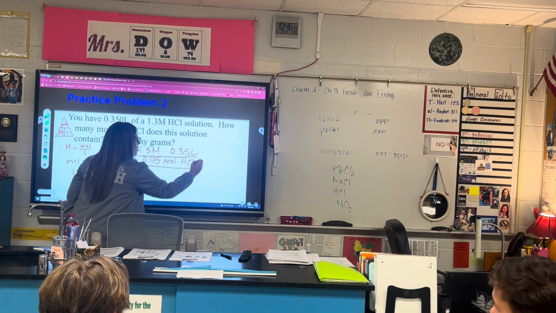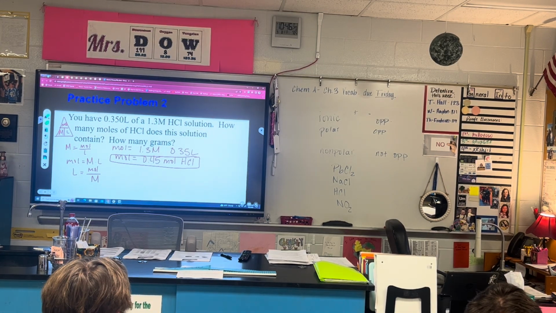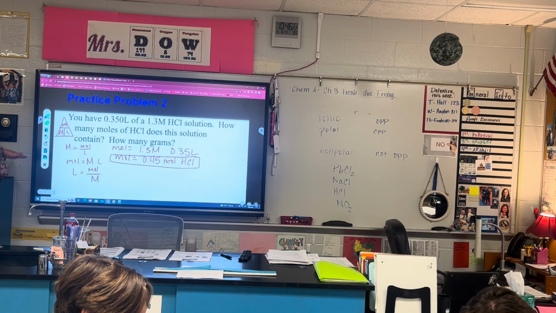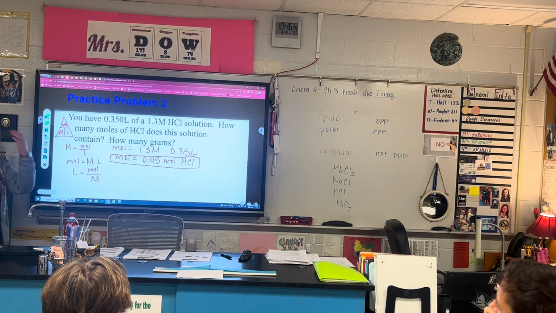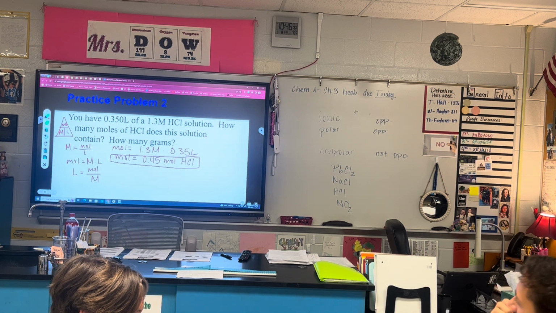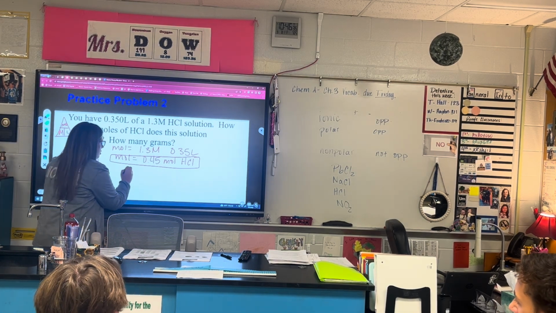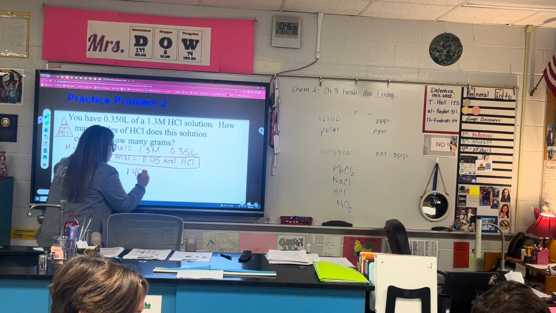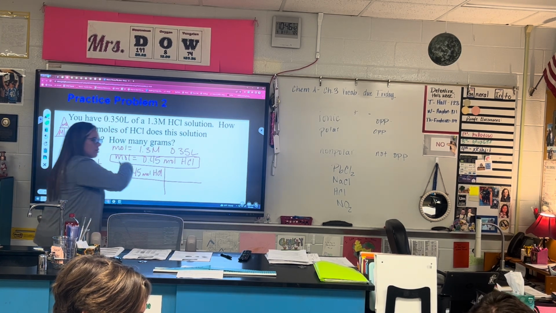But this is a two-part question, because what else is it asking us for? How many grams? So we're kind of working backwards on this one. We got our moles, but now it wants us to find how many grams that would be. So what do I do now? We do the conversion chart. Yeah, it's kind of like a backwards conversion of what we've been doing. So now I'm going to start with my 0.45 moles of HCl, and I'm just going to do backwards of what I've been doing.